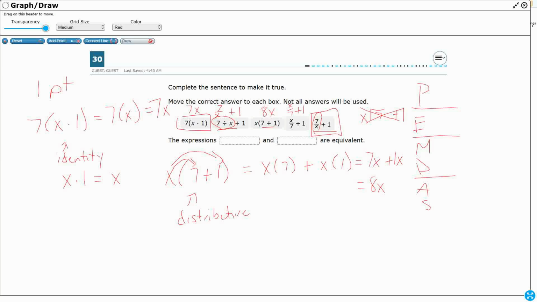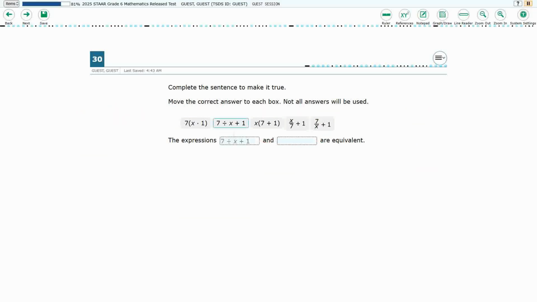And we've already made the connection here between what we did with our division. 7 divided by x is the same as 7 over x. And that's really what we need to see here. Those two expressions are equivalent, so those are my two answers. And you can put them in either box to be correct.